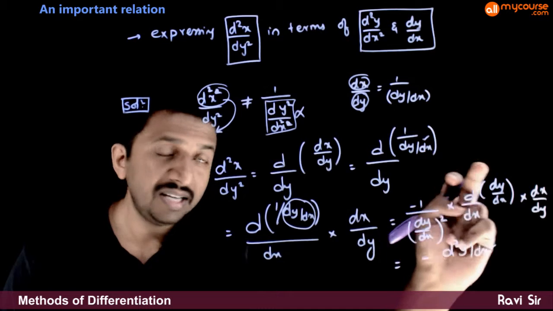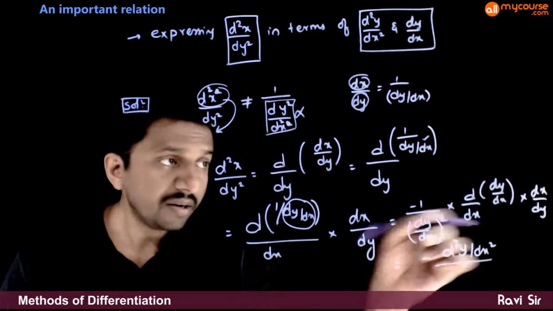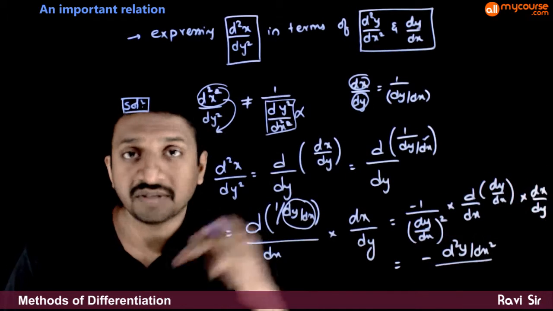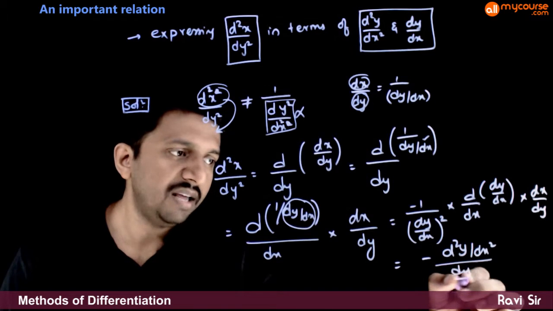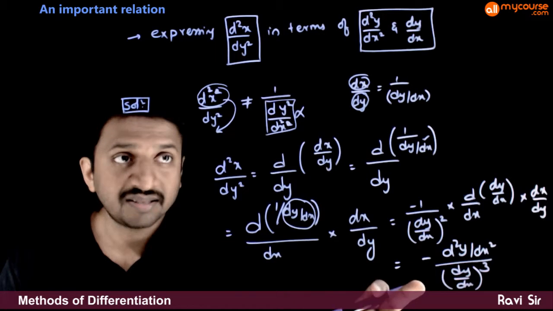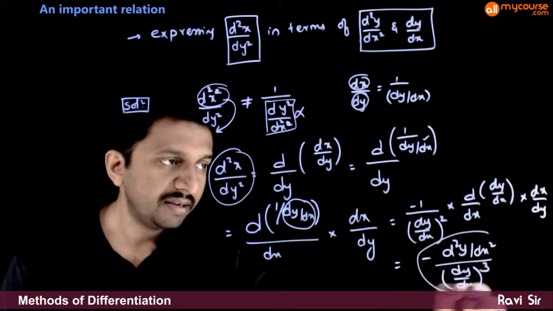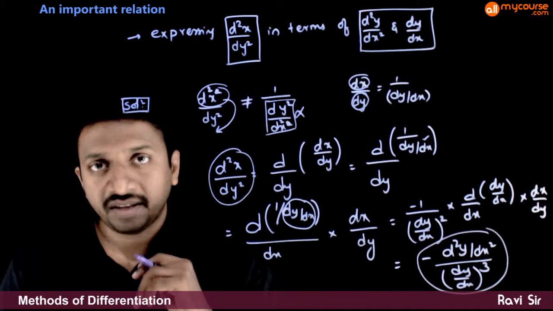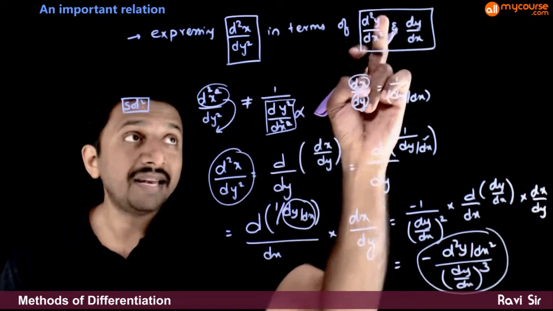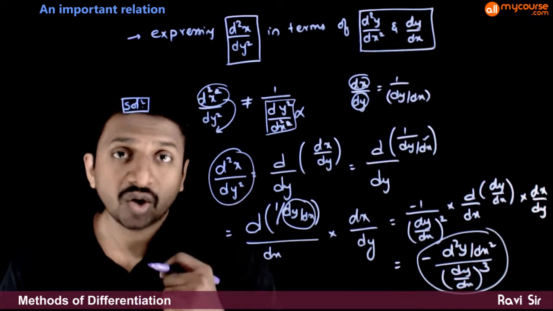This is nothing but d²y/dx² divided by dy by dx whole square, and if you bring this dx by dy to the denominator, this also becomes dy by dx. So you have dy by dx whole cube. So this is the relation between d²x/dy², d²y/dx² and dy by dx. d²x/dy² is equal to minus of d²y/dx² divided by dy by dx whole cube.